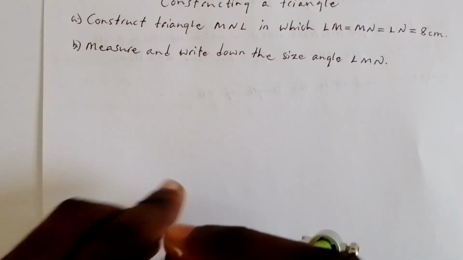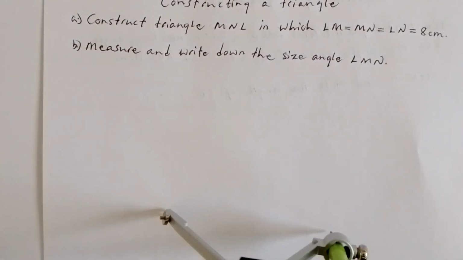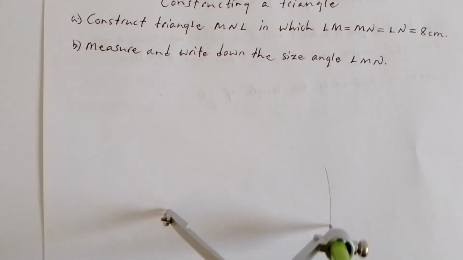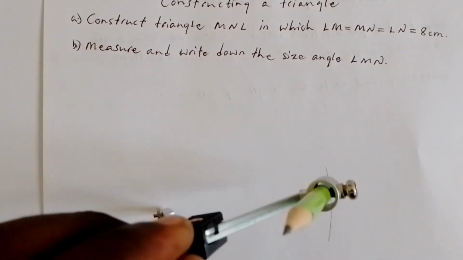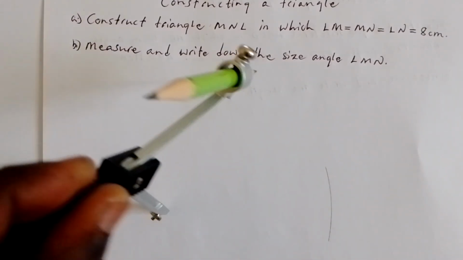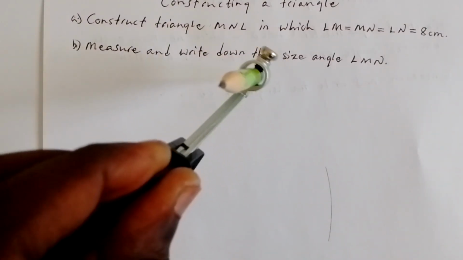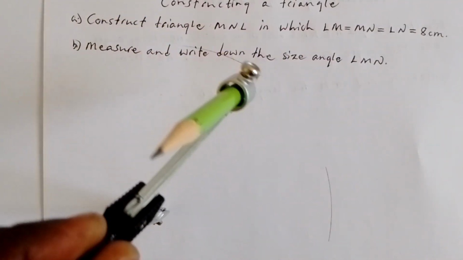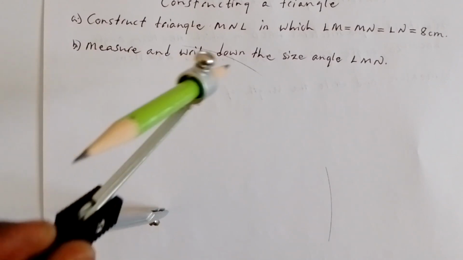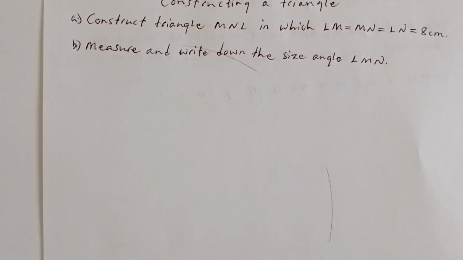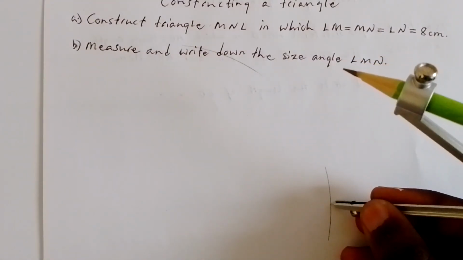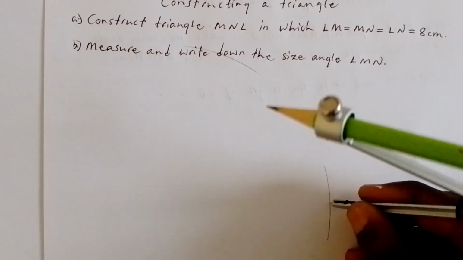Then I construct an arc. Okay, I construct an arc like this. Then I can also go on top like this. You construct another arc. So then, not forgetting where you started from, then I fix my compass pointer here.